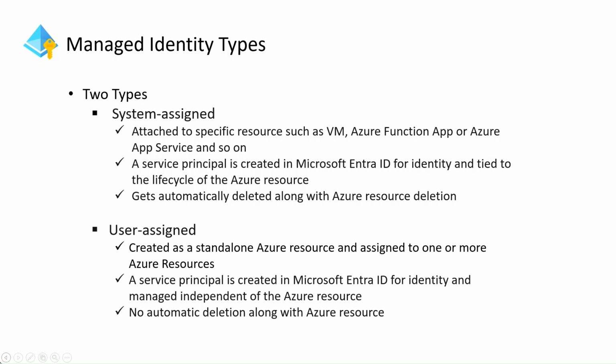Next, user assigned. User assigned managed identity is created as a standalone Azure resource and assigned to one or more Azure resources. Once the user assigned managed identity is enabled, a service principal of a special type is created in Microsoft Entra ID for the identity, and the service principal is managed separately from the resources that use it. So that's the difference between system assigned and user assigned managed identity.